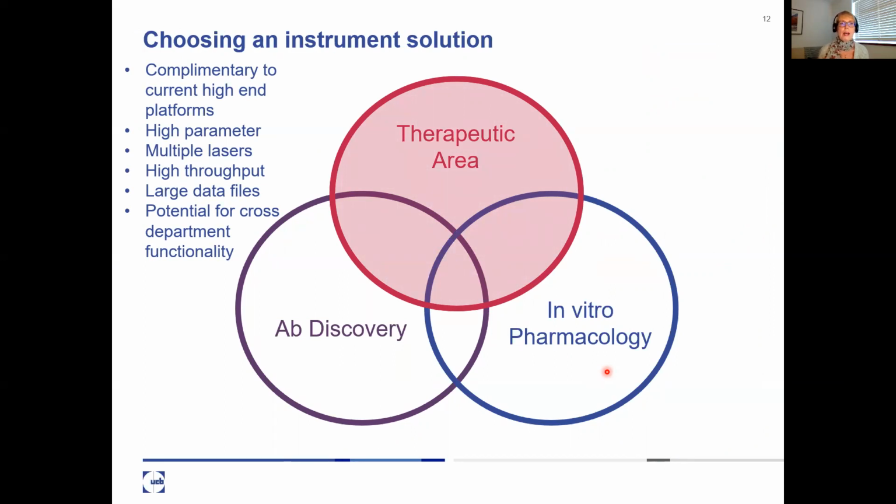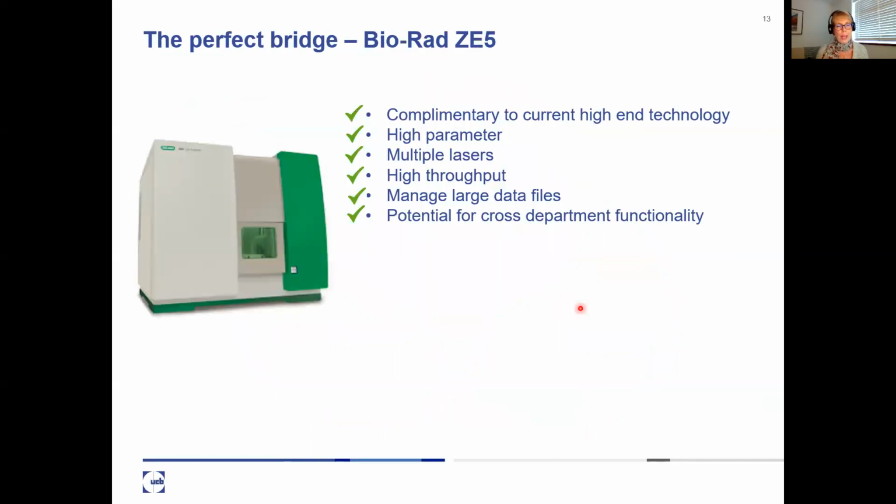We wanted a high number of parameters, and this is usually linked to multiple laser lines. We wanted it to be high throughput. The system had to be able to cope with large data files. And again, we really wanted to deploy a system that had cross-department functionality. And the perfect bridge for us was the Biorad ZE5.